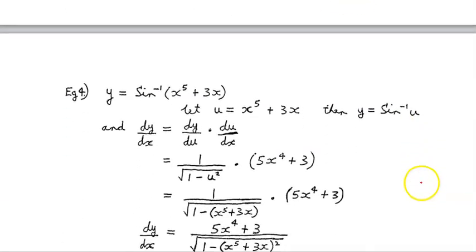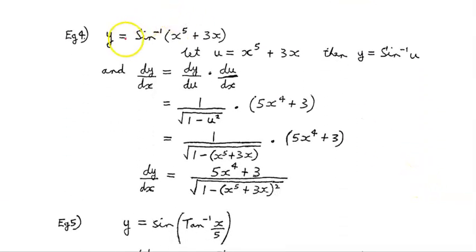All right, let's have a look at some more examples. y equals inverse sine of x to the power of 5 plus 3x. What we're going to do here, make a substitution, let u equals x to the power of 5 plus 3x, then y equals inverse sine of u, and here we'll apply the chain rule. So dy dx is dy du times du dx.